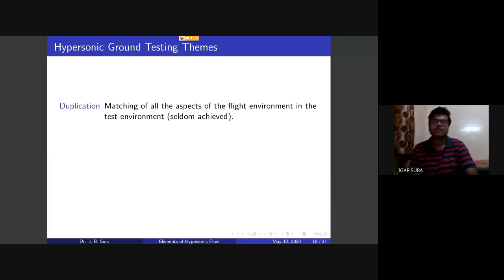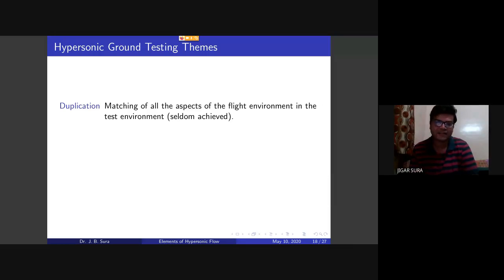Now, what are the ways you can test? After you achieve all these conditions and satisfy all these requirements, what are the ways you can test hypersonic flights or hypersonic planes? One is you duplicate everything. Duplicating means matching all the aspects of the flight environment, which you are usually not able to achieve. It is very difficult to achieve all these things.